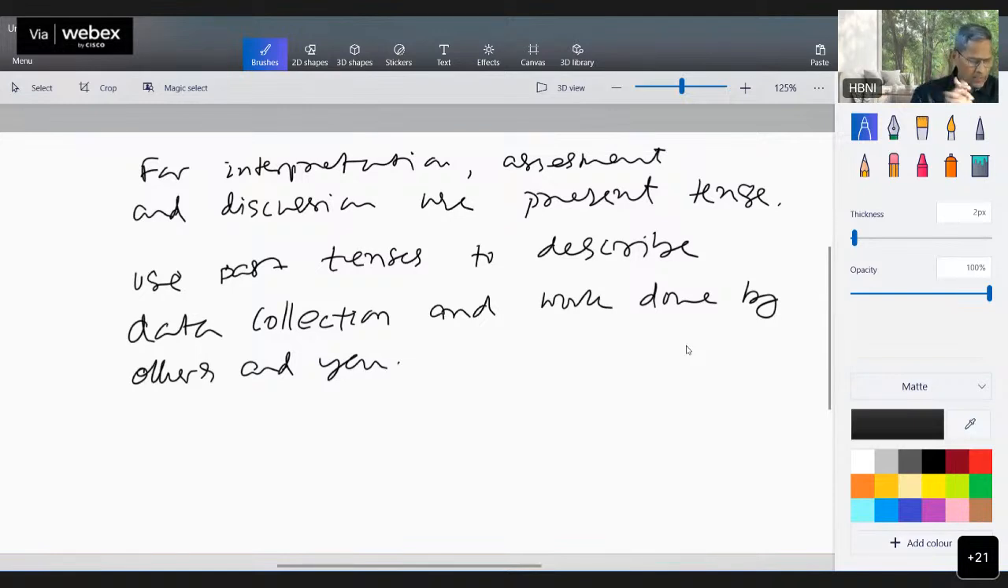Since the research article is to be read by experts, because when you submit a research paper it goes to the reviewer, and they are the experts, don't use phrases like "in other words" and "to put it in a simple way." This type of phrase, don't use.